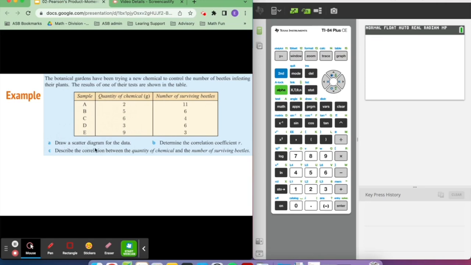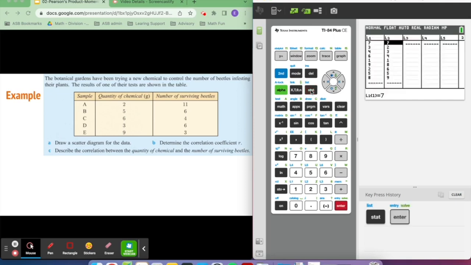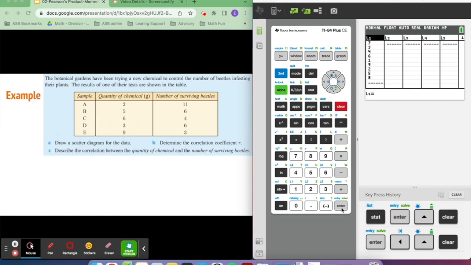We're asked to draw a scatter diagram. Please always use your calculator to do this. Determine the correlation coefficient R, and describe the correlation between the quantity of chemicals and the number of surviving beetles. So the first thing we're going to be doing is in your calculator, we're going to be putting our variables into our stats. So we're going to edit our list and we are going to clear whatever data we have. So we're going up, clear, enter, and then to the next list, clear, enter.